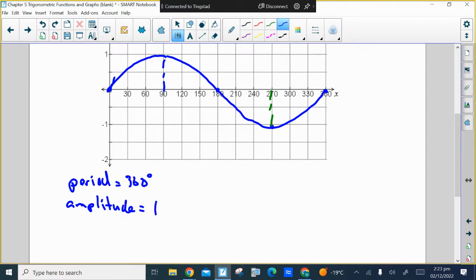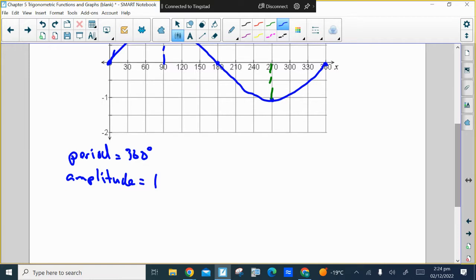How high above the middle does the graph go? Or how low below the middle does the graph go? Could the amplitude be negative? No. The amplitude is just 1. It's a distance. Distance can't be negative.